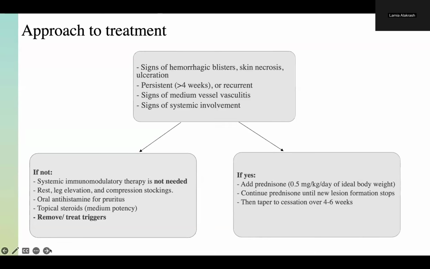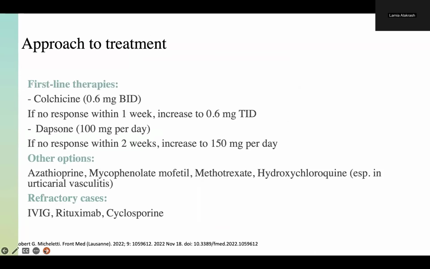If the patient has more extensive, recurrent, or chronic vasculitis, definitely you have to consider other treatment options, or bridge with other systemic non-steroid treatment. First line therapies include colchicine and dapsone. Again, treatment should be individualized. There is no one approach that works for every patient. Other options that can be used: azathioprine, mycophenolate mofetil, methotrexate, or hydroxychloroquine, especially in urticarial vasculitis. For refractory, difficult cases, we may escalate our treatment options to IVIG, rituximab, or cyclosporin.